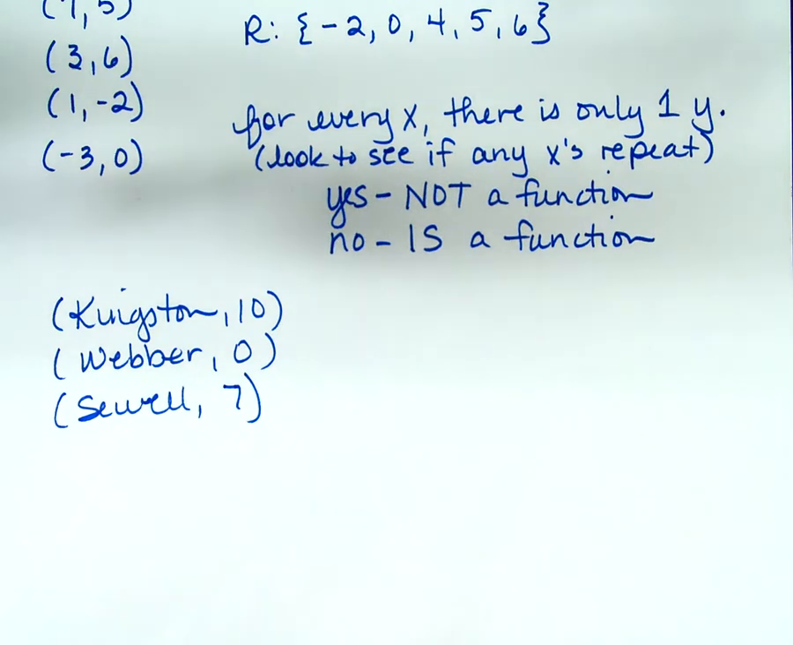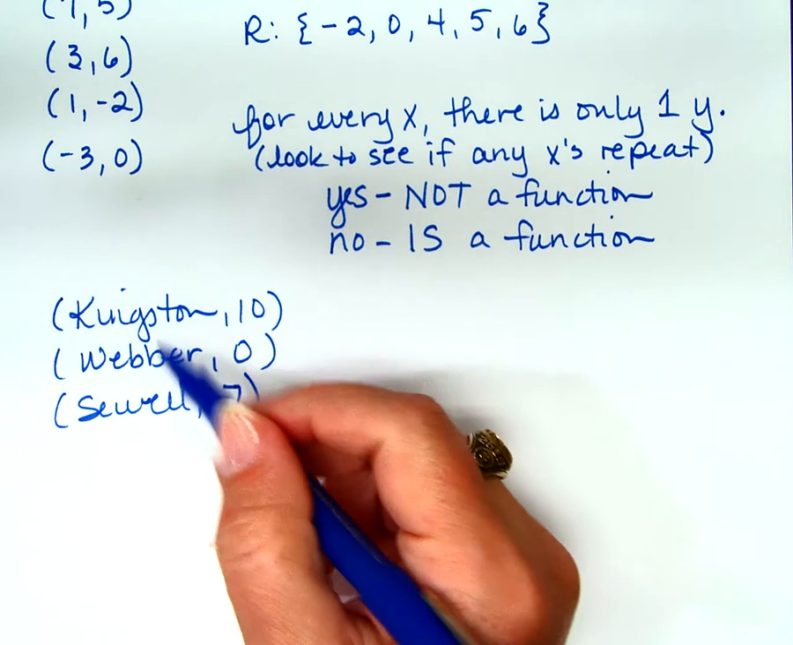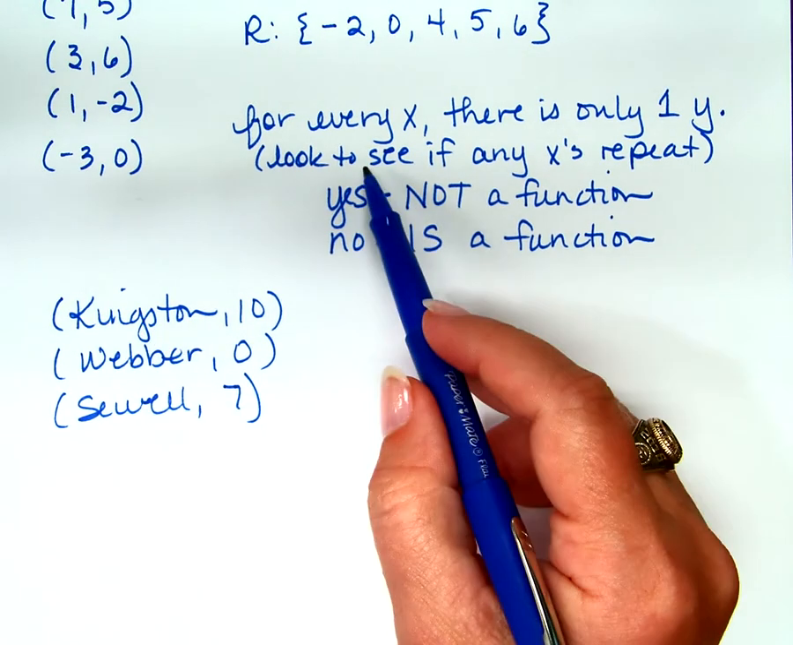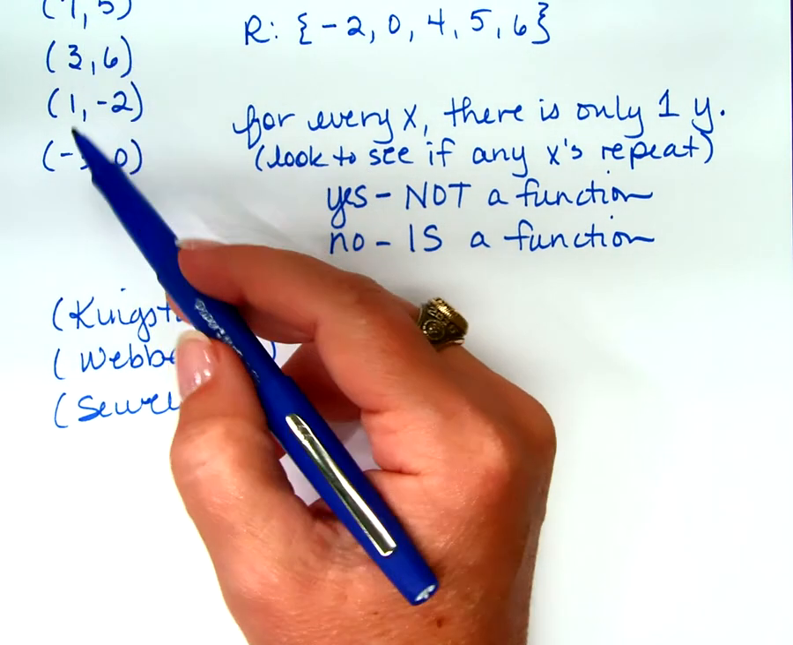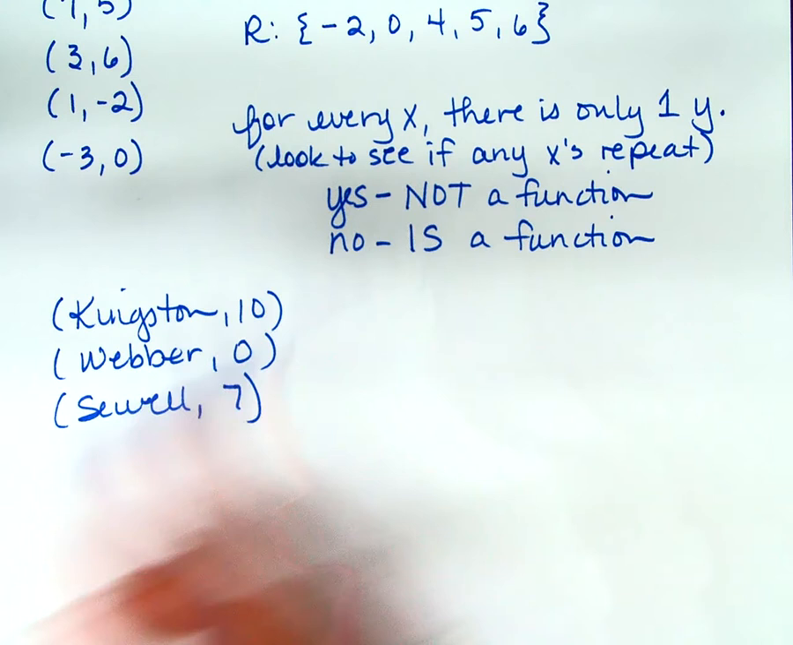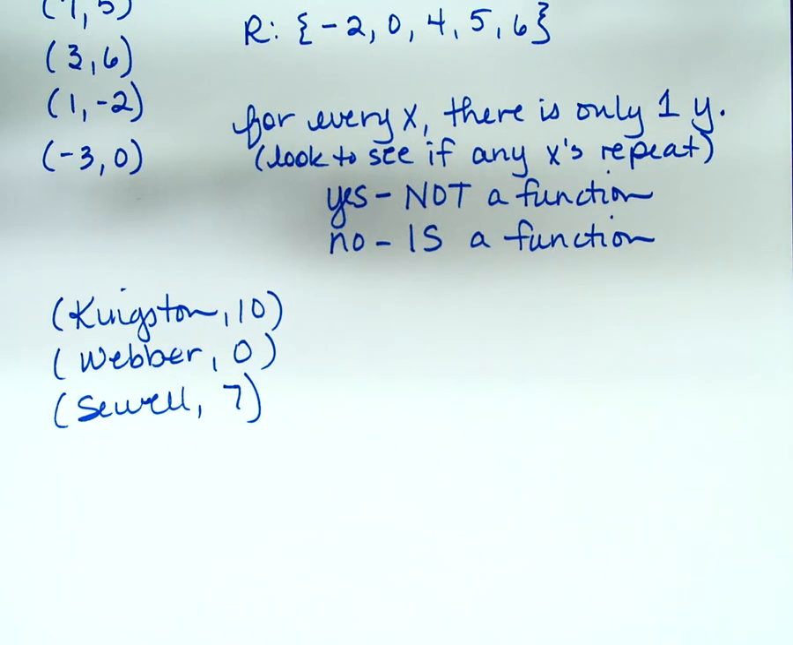Is this a function? Because why? None of the names repeat, right? Just because we're saying here where we're looking for numbers that repeat, right? We're still just looking for x values to see if they repeat, okay? Any questions about that?